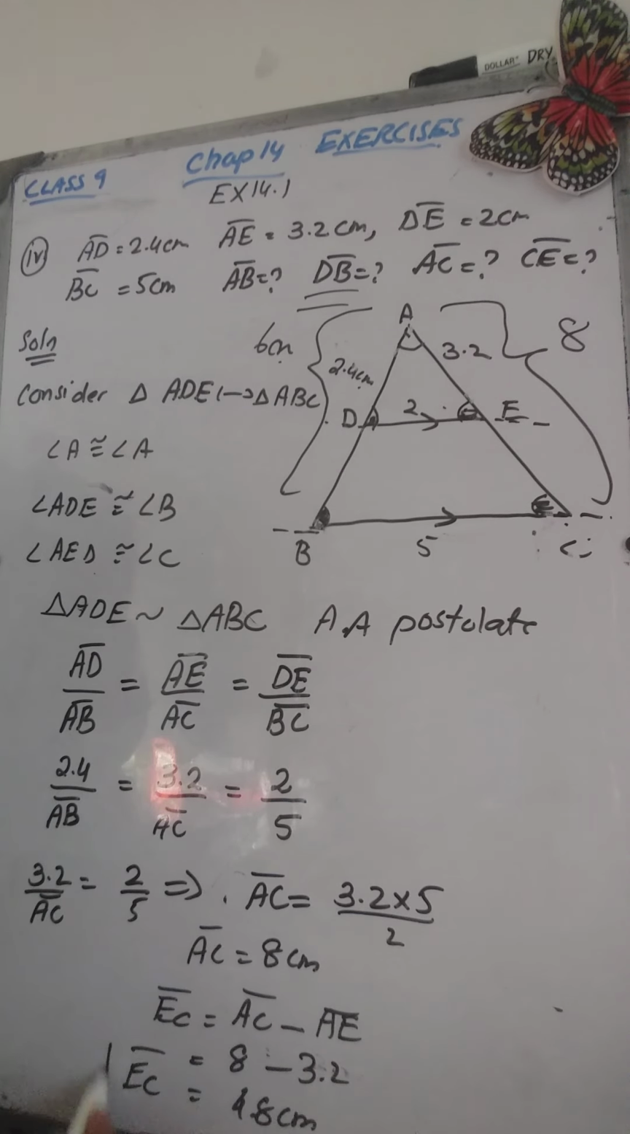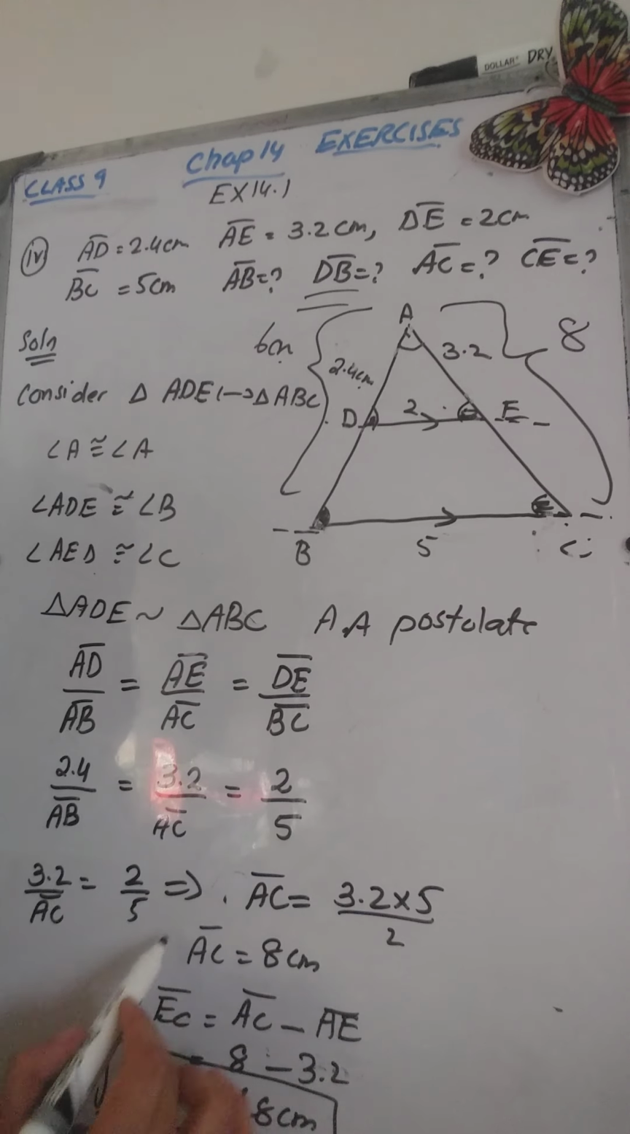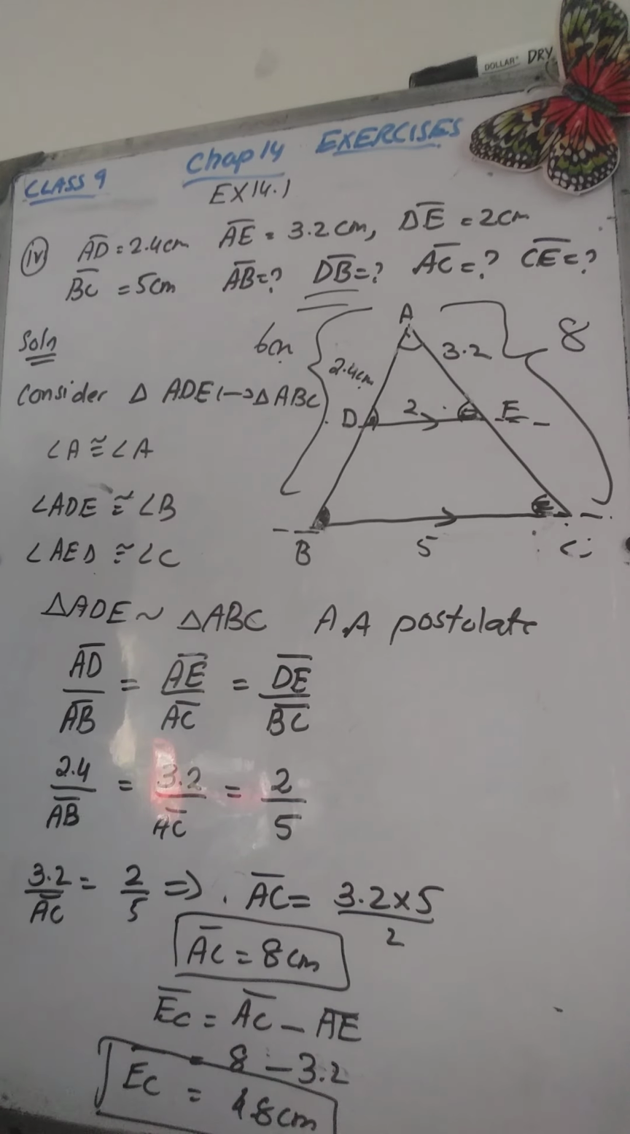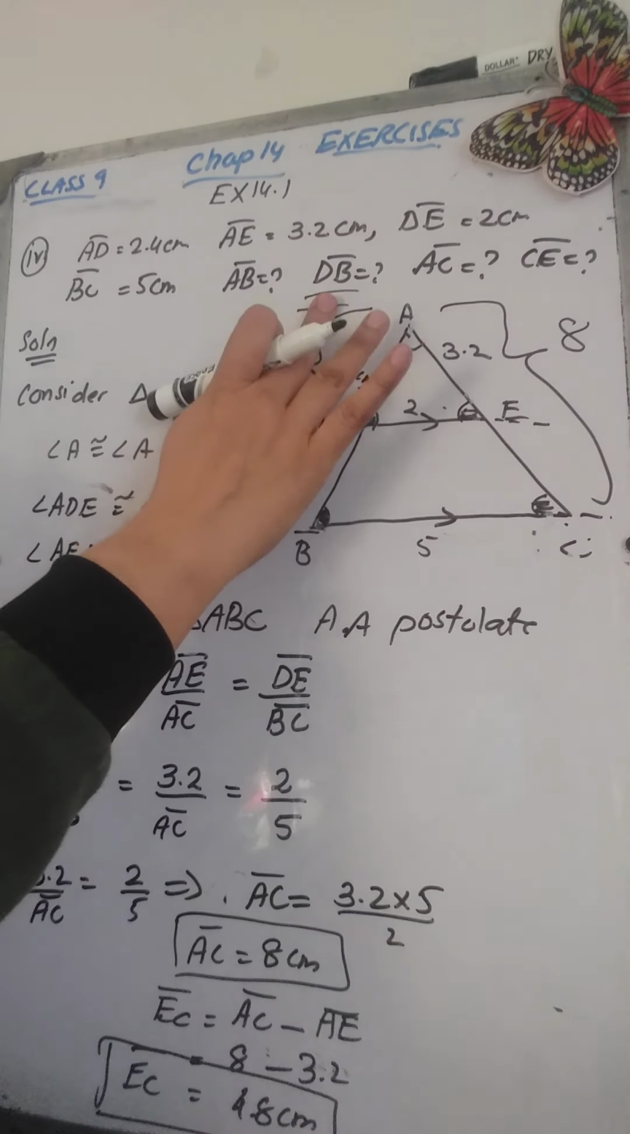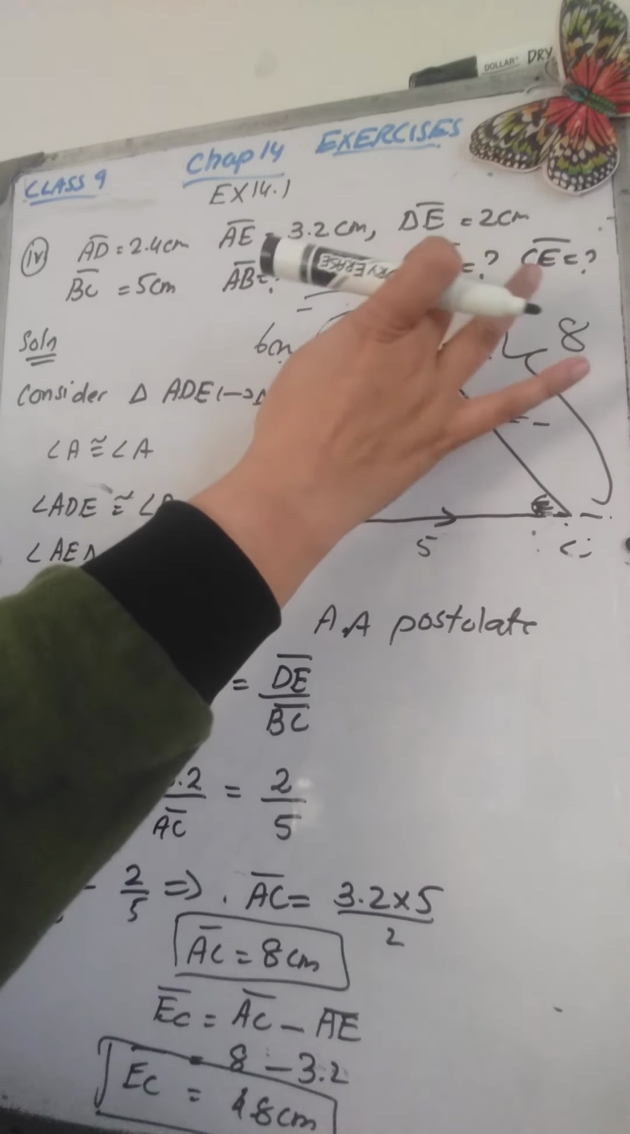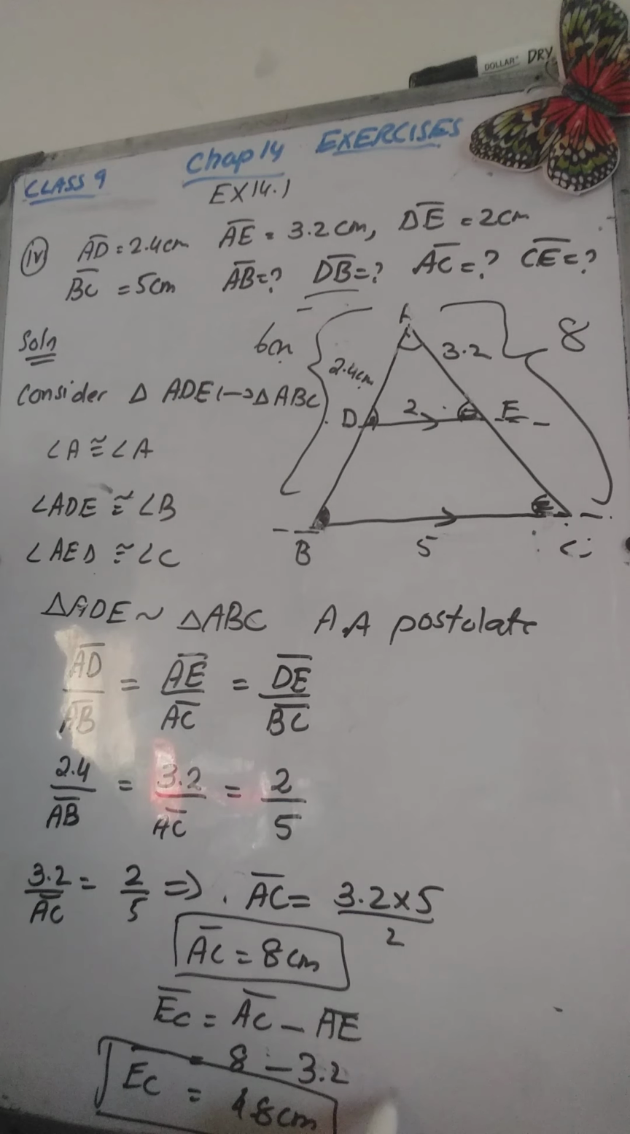So this is EC. This was AC. So we have calculated all the unknown values, AC, AB. With the help of AB we calculated DB, then we calculated AC, and with the help of AC we calculated CE. So this completes the answer. Let's move to the next part.